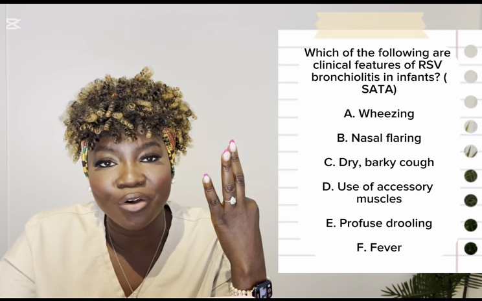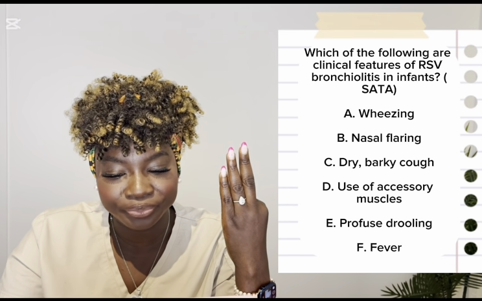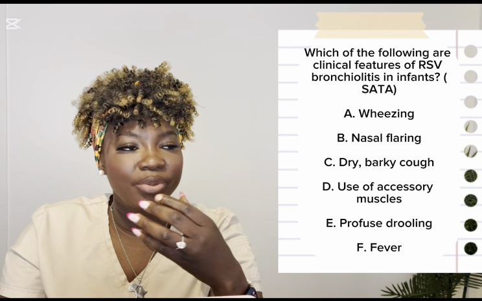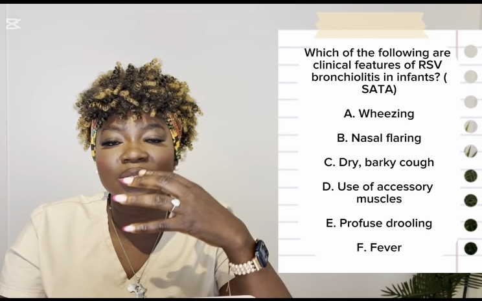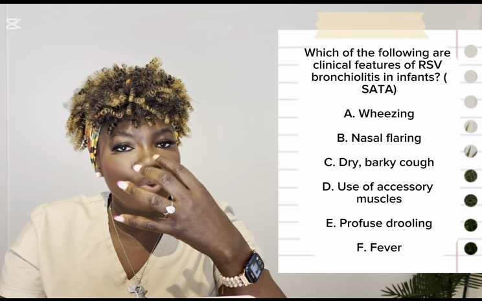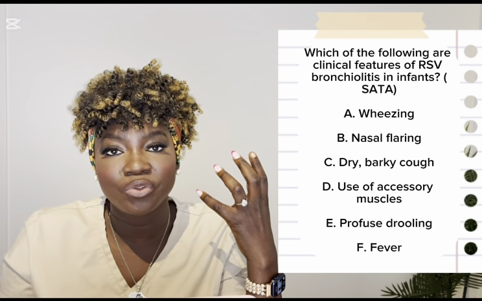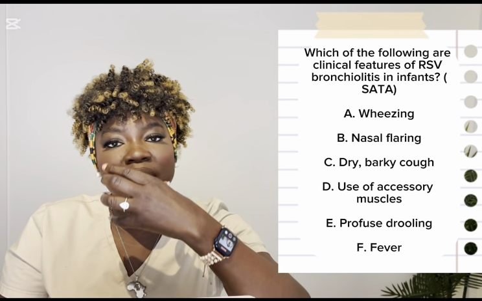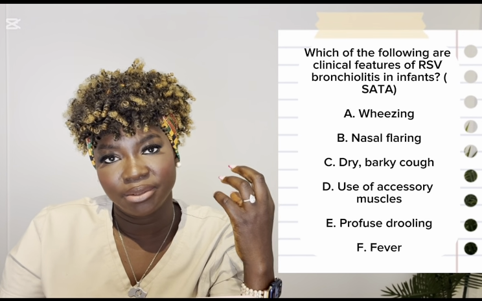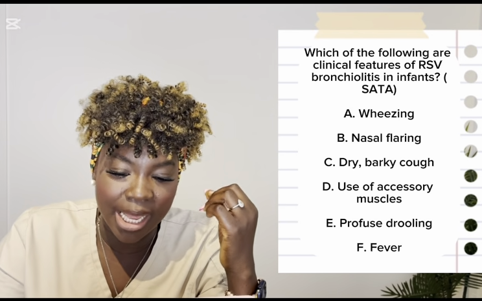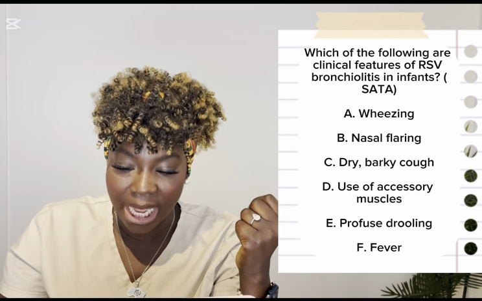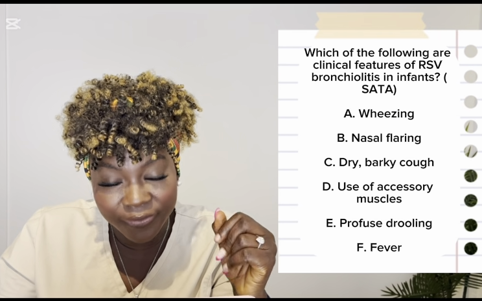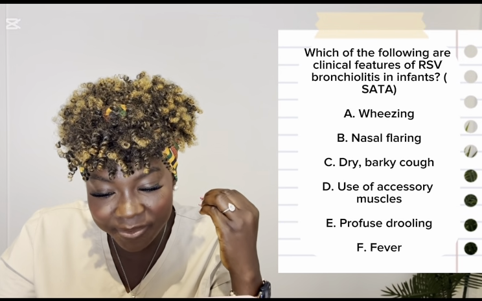Now, dry barking cough, no. You will see this in CROUP, barking cough. D, use of accessory muscle, yes. Because when they're in respiratory distress, finding it hard to breathe because maybe they have a lot of nasal congestion, nasal flaring, even as an adult. When you have cold and flu and your nose is congested, sometimes it's very hard for you to breathe, and sometimes you breathe through your mouth because the nostrils are blocked, congested. So yes, they may use accessory muscle to breathe. Absolutely. Now, profuse drooling, no. You see this in epiglottitis. And F, fever, yes, they may experience fever. So our answer is A, B, D, F.